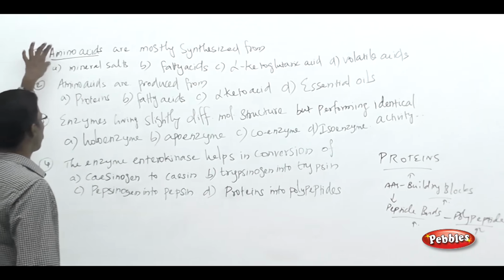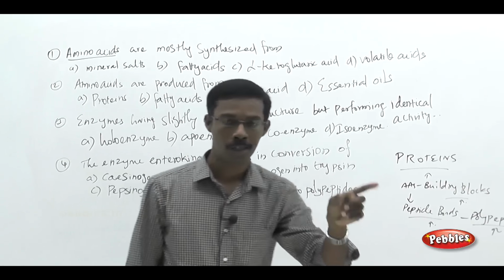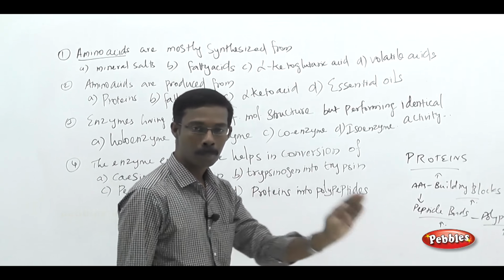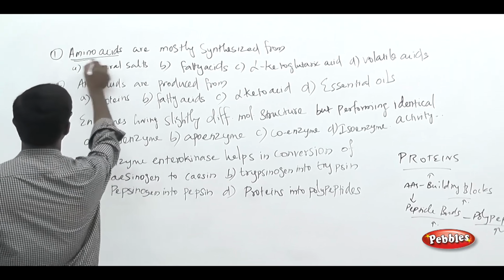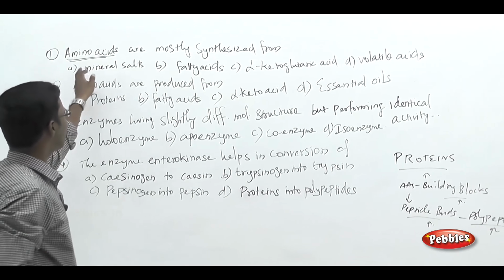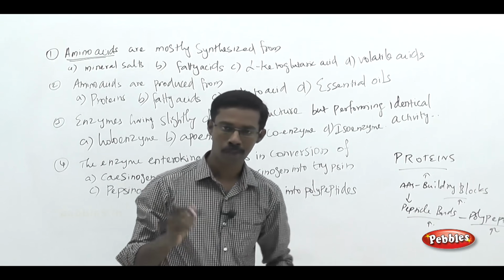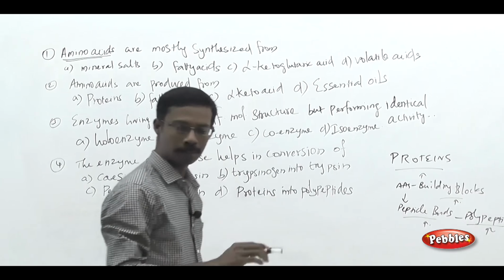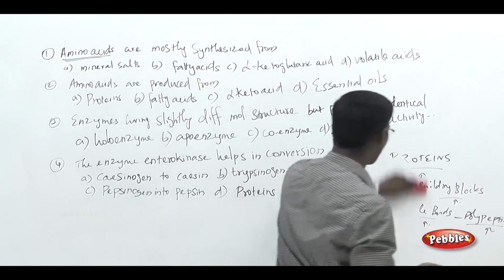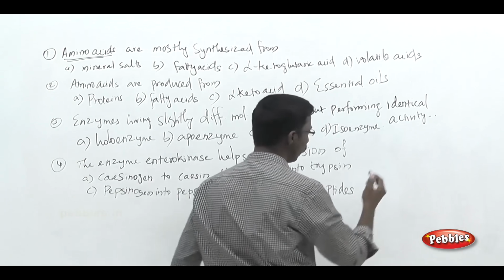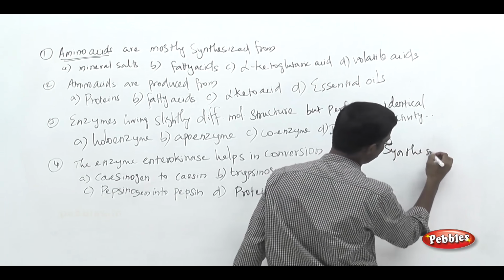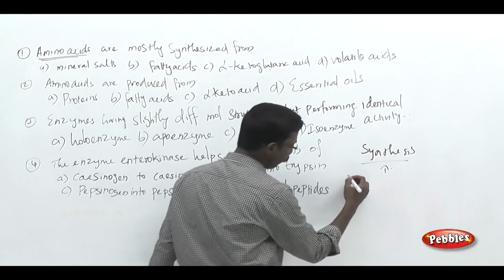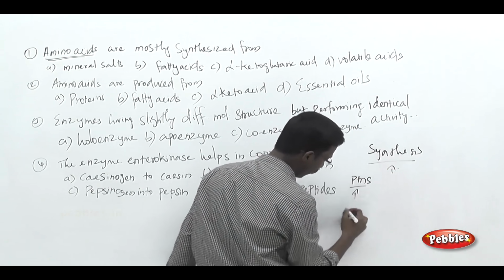The point you have to remember is that whenever you think about amino acids, you have to remember the macromolecule protein. Proteins are made up of the building blocks called amino acids. So the question over here is what amino acids are synthesized from. While we were studying metabolism, I told you there are two reactions, catabolism and anabolism. Over here it is talking about synthesis, that is, the synthesis of amino acids. As I told you, for the synthesis of proteins you need amino acids.